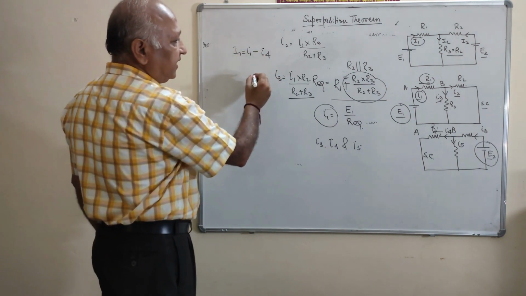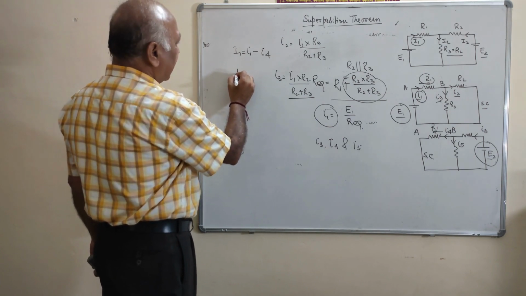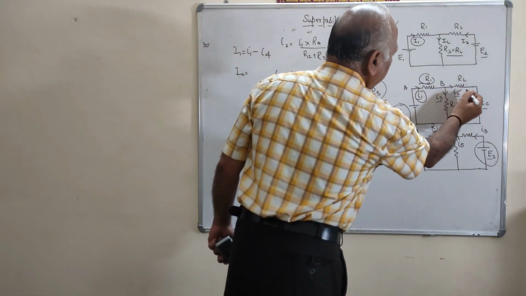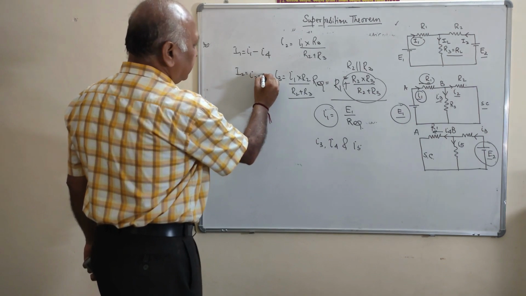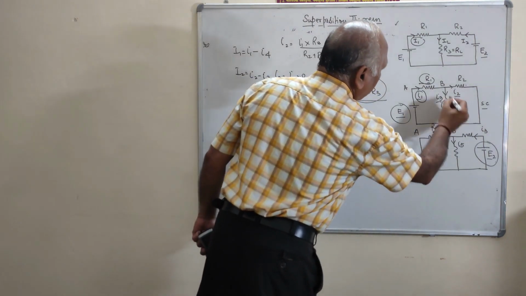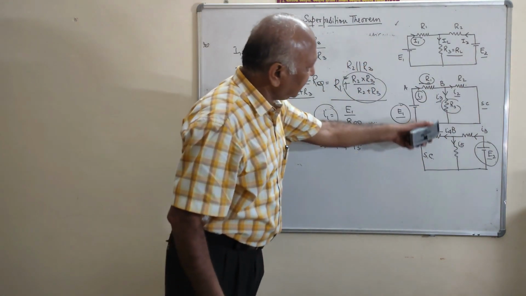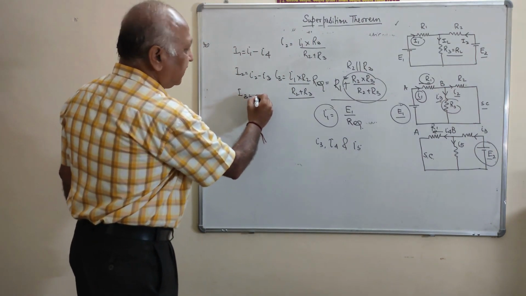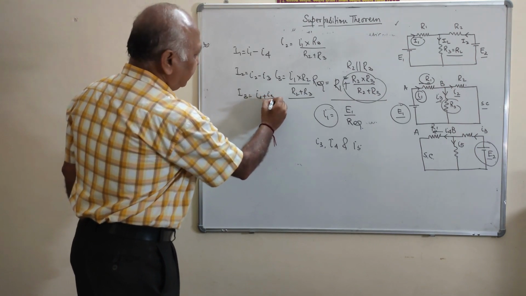Similarly, what will be the value of I2? I2 will be equal to I2 here, ये opposite में है, that is equal to I2 minus I3. And in R3 the direction of the current is the same in both cases. That means I3 will be equal to I3 plus I5.